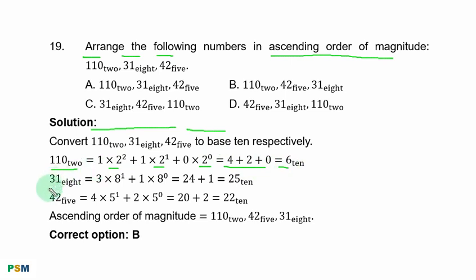If you convert the second number to base 10, you have this result, and the third number to base 10, you have this result. In ascending order, you have 6 base 10 for 110 base 2. You have 22 base 10 for 42 base 5. Then you have 25 base 10 for 31 base 8. The correct option is B.